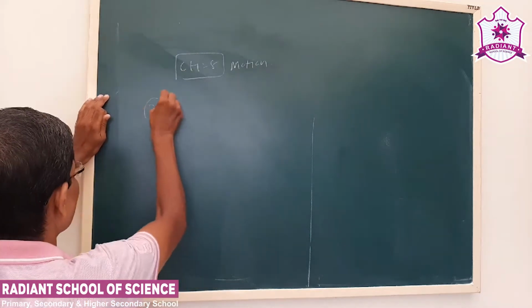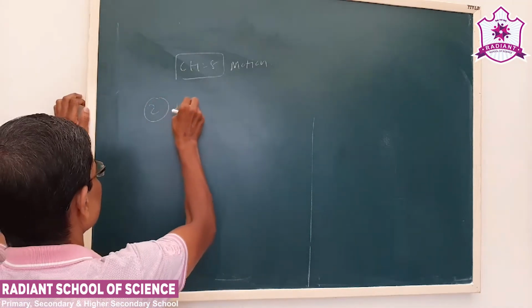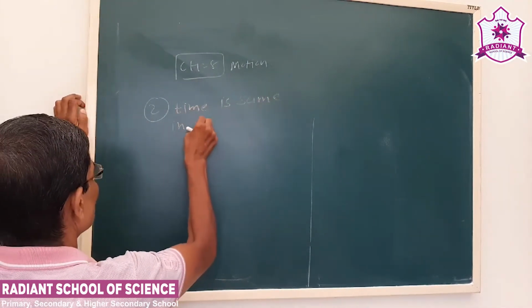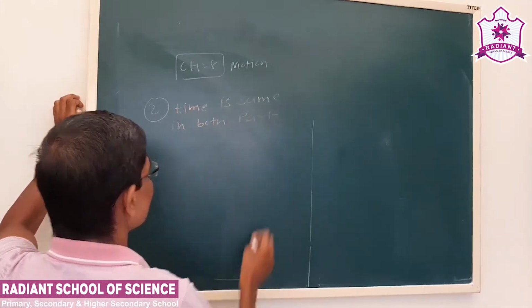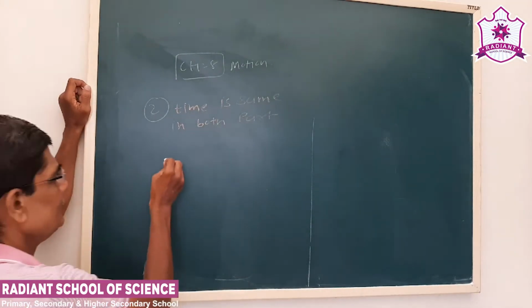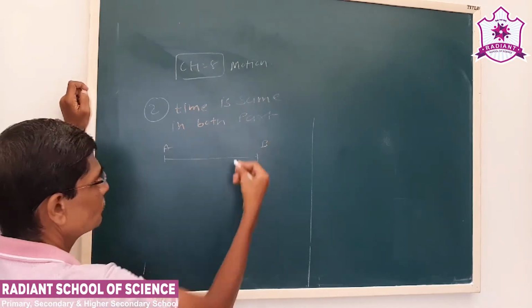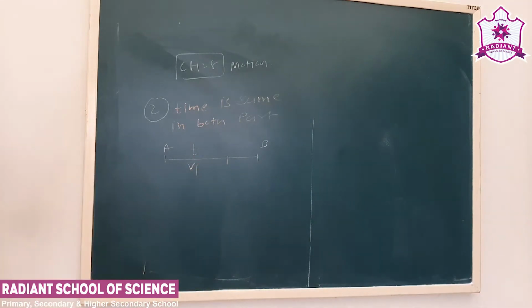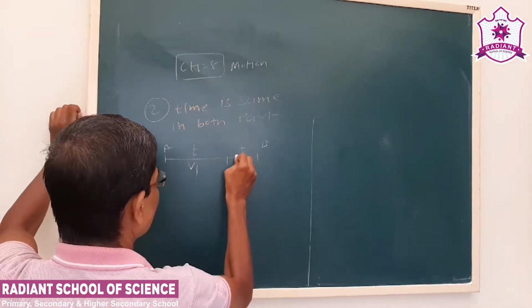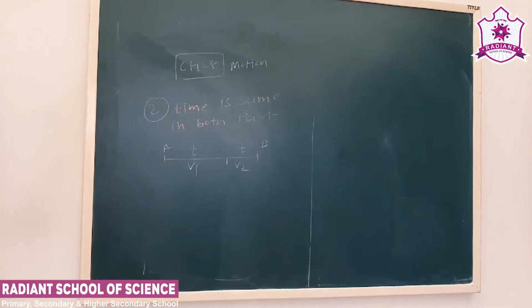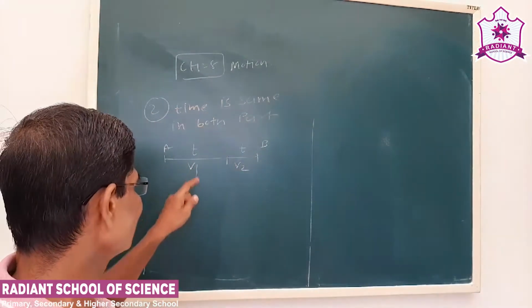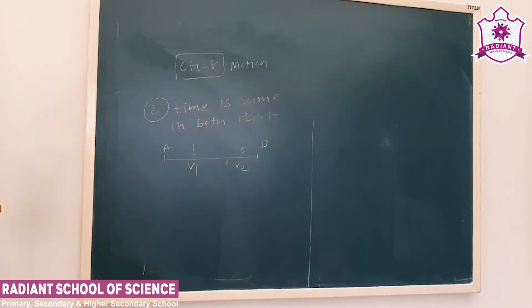Now we discuss the second case where time is the same in both parts. Let us say the object moves from A to B. For time t it travels with the speed v1, and for the same time it moves with the speed v2. In the earlier part, the distance was the same in both parts, but you can see here time is the same but speed is different.